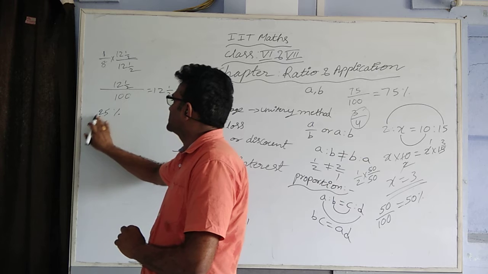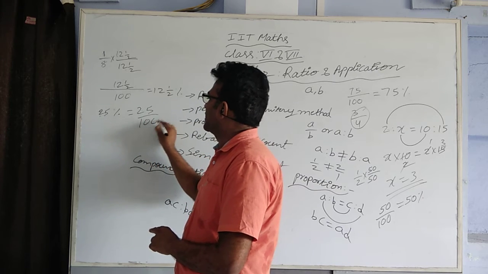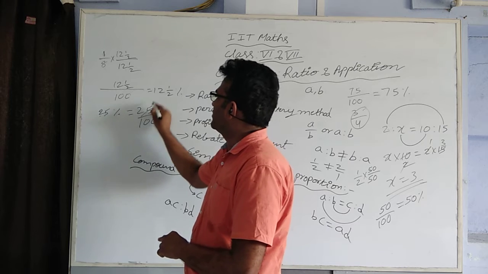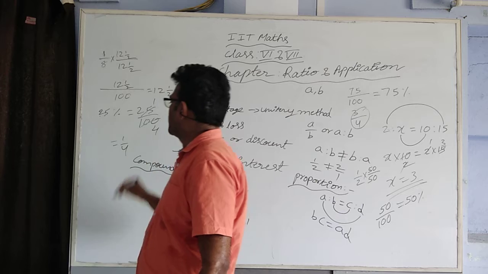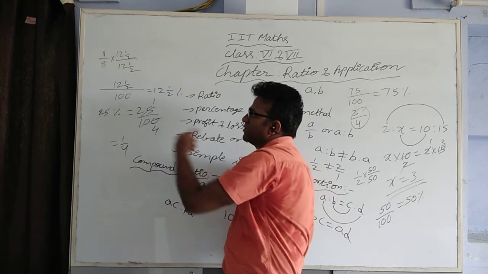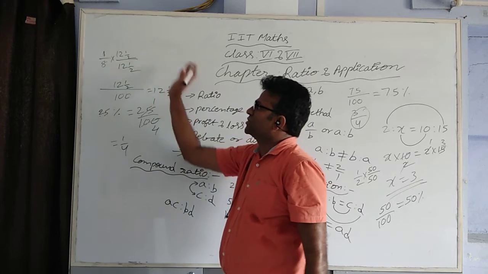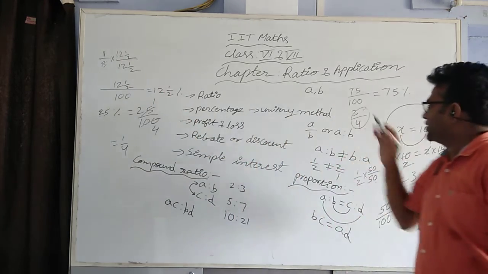25%, for example, is given. Okay, 25% means 25 by 100. So in simplest form, 25 ones are 25, 25 fours are 100. So that is equal to 1 by 4. So this is the way of conversion of percentages into fractions and fractions into percentages. Next, we are going to learn about the unitary method.